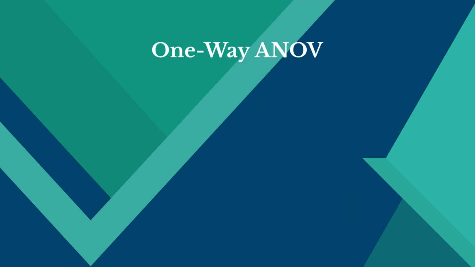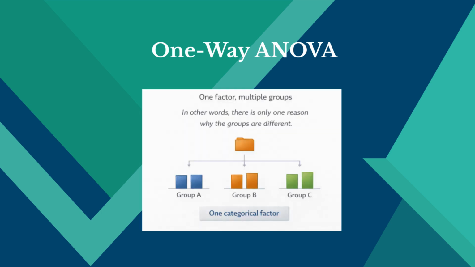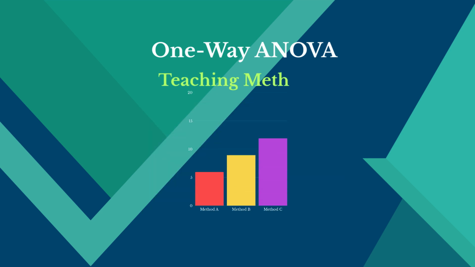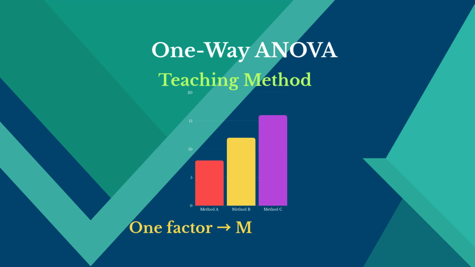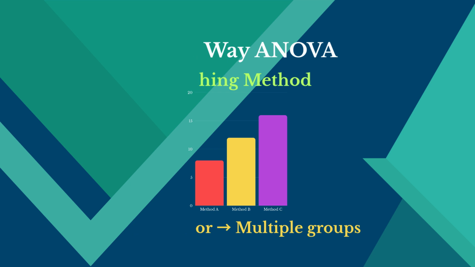First, one-way ANOVA. One-way ANOVA is used when you are studying one categorical factor with multiple groups. In other words, there is only one reason why groups are different. For example, you want to see whether teaching method affects test scores. Teaching method is factor and different methods are groups. And ANOVA checks whether average test scores differ across those methods.